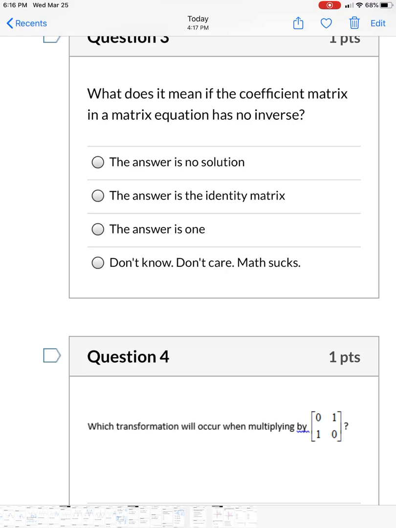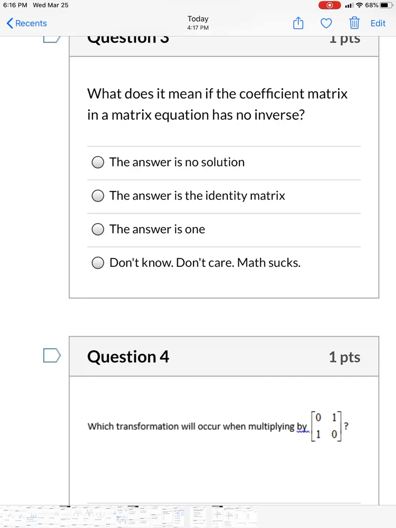What does it mean if the coefficient matrix in a matrix equation has no inverse? Well, if you don't have an inverse, you can't solve the equation. So let that be a hint for number 3. If it doesn't have an inverse, it's undefined. I can't solve an equation with it. So there's a big clue for that one. And I'm pretty sure you want to circle in D, don't you?